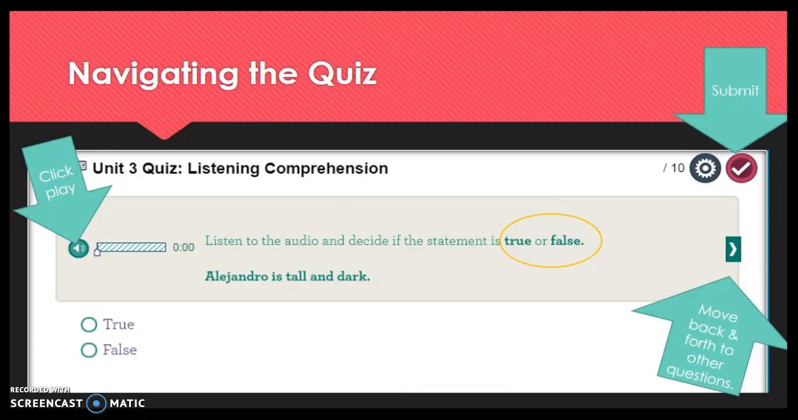Okay, so let's talk about navigating the quiz. As I mentioned, you can rewind. So you can click play there where the first green arrow is on the left, and you can move that little white thing to wherever you need it as far as fast forwarding. And then, of course, there are true and false questions. So you'll see here that the questions are in English. So that first one says Alejandro is tall and dark. So you would want to be listening for those words. The little arrow over on the right side will let you move back and forth to other questions. When you are sure that you're finished with everything, click on submit up there at the top. It's the little pink circle thing.